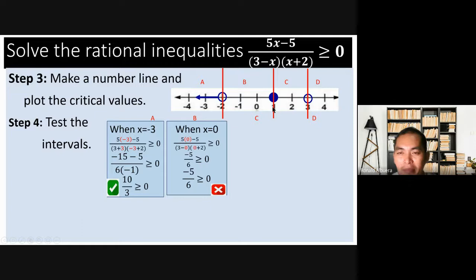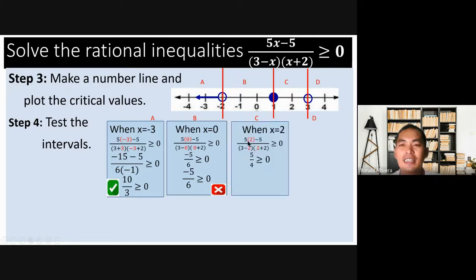Dito naman tayo, so between 1 and 3, so we get 2 as the test point. So 5 times 2 minus 5 all over 3 minus 2 times the quantity of 2 plus 2. So this is 10 minus 5 is 5. 3 minus 2 is 1. 2 plus 2 is 4. 4 times 1 is 4. Is 5 over 4 greater than or equal to 0? Yes. Meaning it's part of the solution.